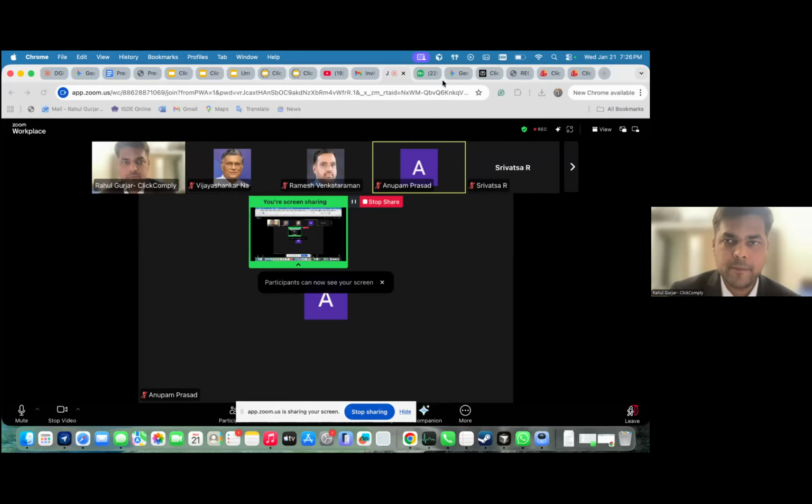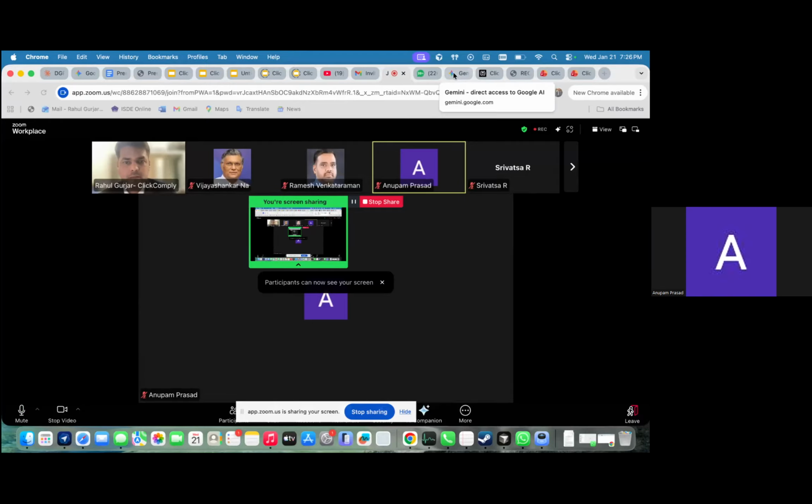Furthermore, the exclusive. Sorry? Rahul, I think your share is not shared anymore. Your screen, which was being shared earlier. Oh, okay. Sorry.